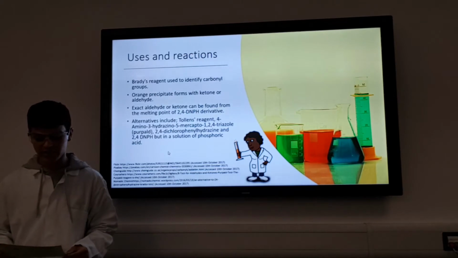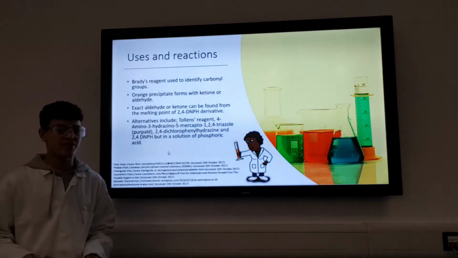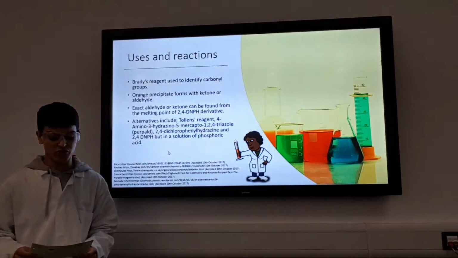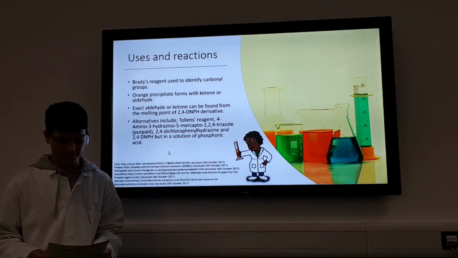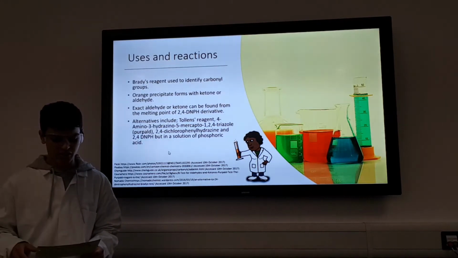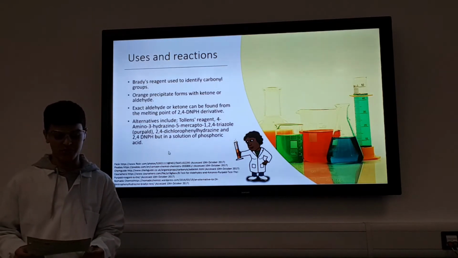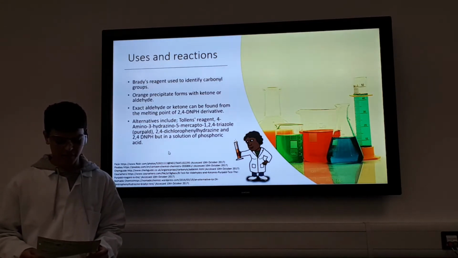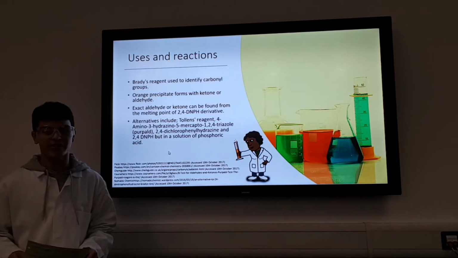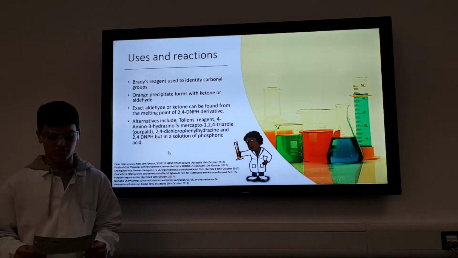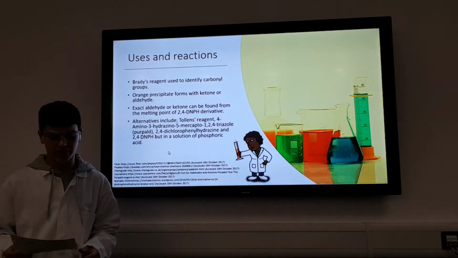While DNPH is very effective, alternatives are needed due to its explosive nature. Some of these alternatives include Tollens reagent, also known as the silver mirror test. This can only identify aldehydes though, so this isn't really good enough.